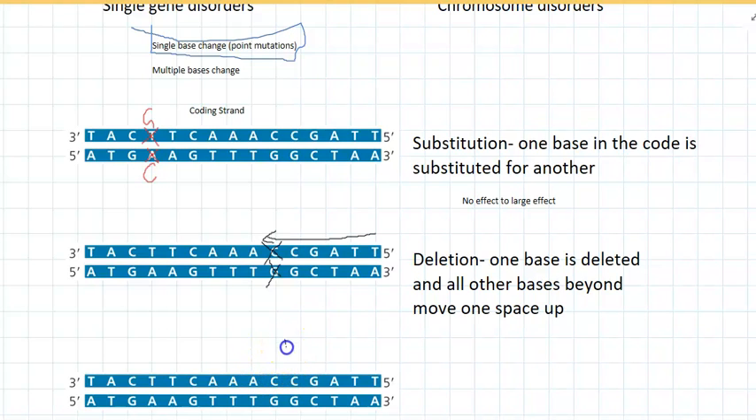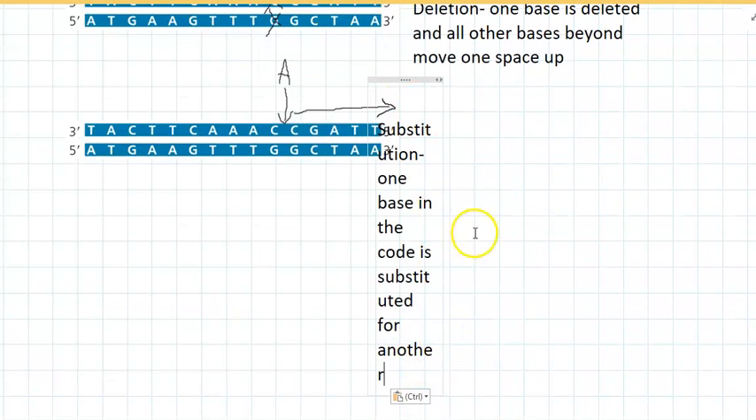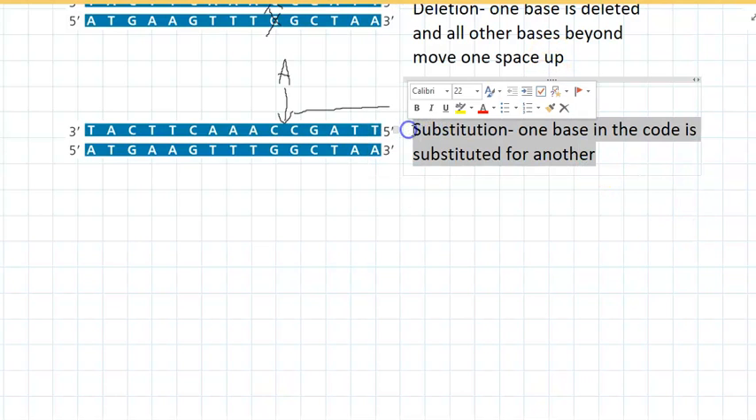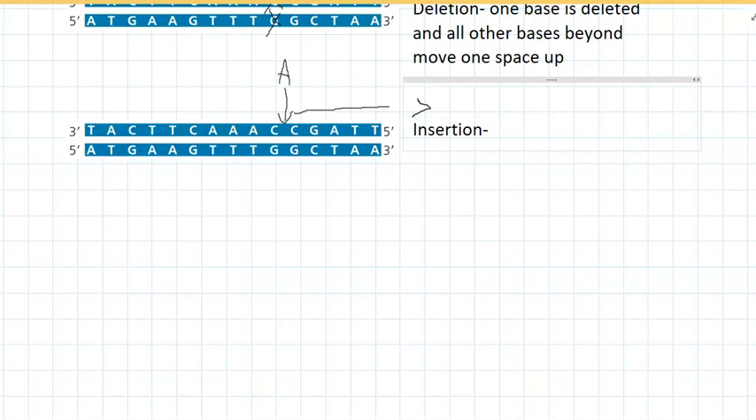The other type is opposite to a deletion. You can have one base inserted in the sequence by a mutation. So let's say in between these two C's, we might have an A, an adenine. Well, then that's going to push every base that's beyond that one spot further away from the start. So that's going to change the whole code after that mutation as well. Those mutations are called insertions. So a base is inserted into the sequence.